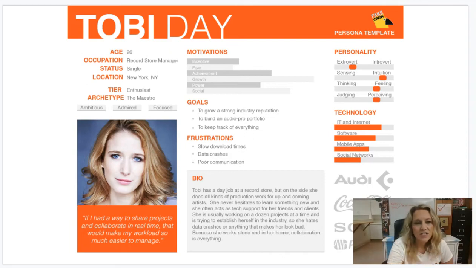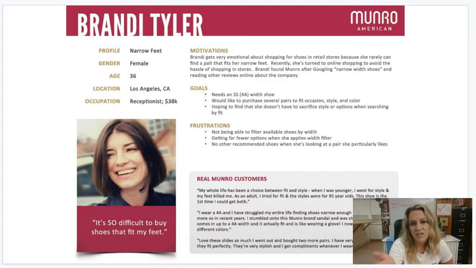If she has a certain salary, like this person has a very specific salary, that's something I would always include, about $38,000. That is how we know where we can price our product, right?